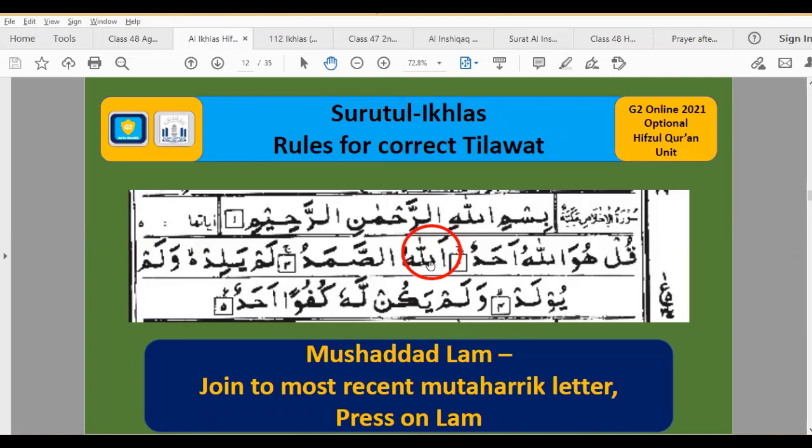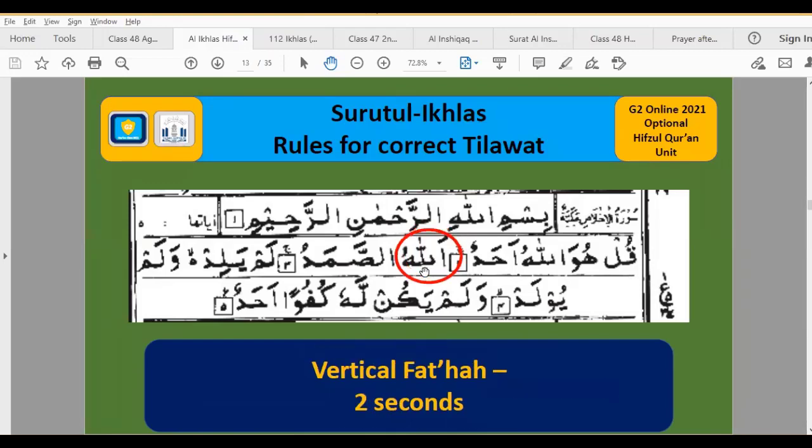And because it's a mushaddad letter, we have to press down on the lam. So it's really important that we join it, but join it by pressing on the sound of the lam. The lam also has a vertical fatha on it, so we have to stretch our sound up for 2 seconds.